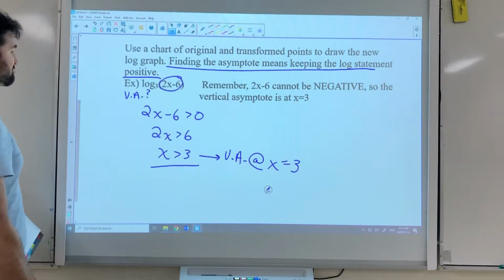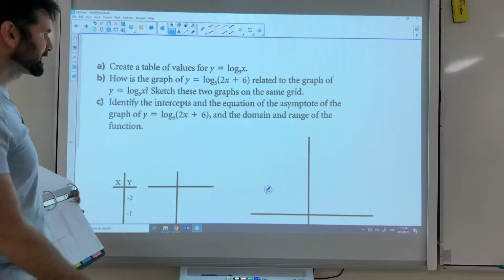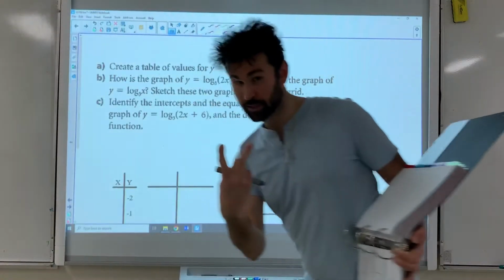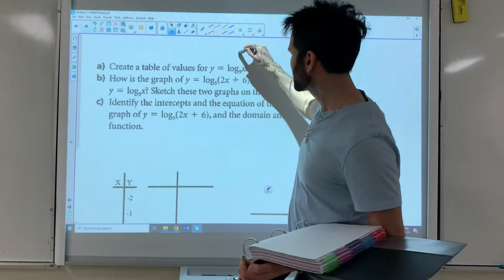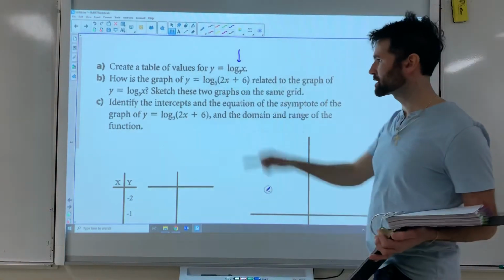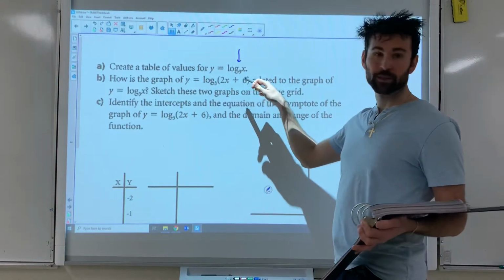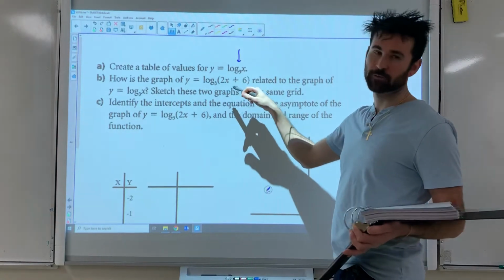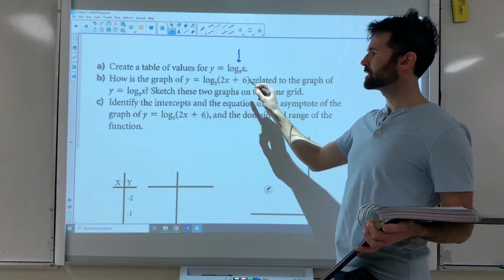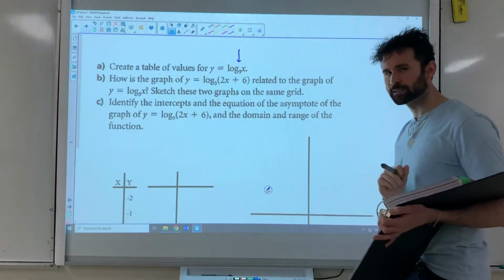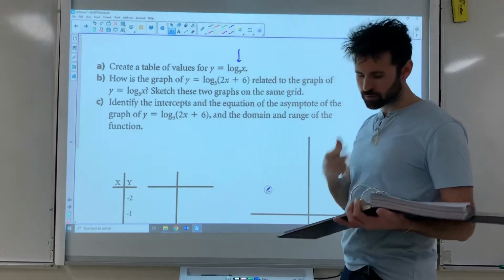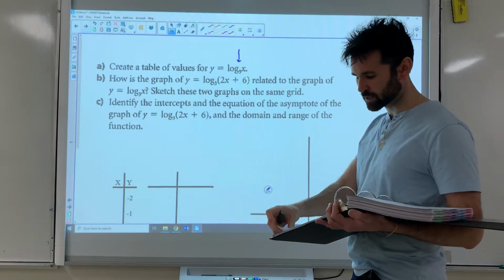So there you go. Now let's go ahead and do two things here. We're going to make a table of values and graph this one, and we're going to use it to do this graph. Now this is a transformed one. This question, I think, is a little bit trickier than what you'd see on the exam. So don't freak out too much about it, but it is a good exercise to try.